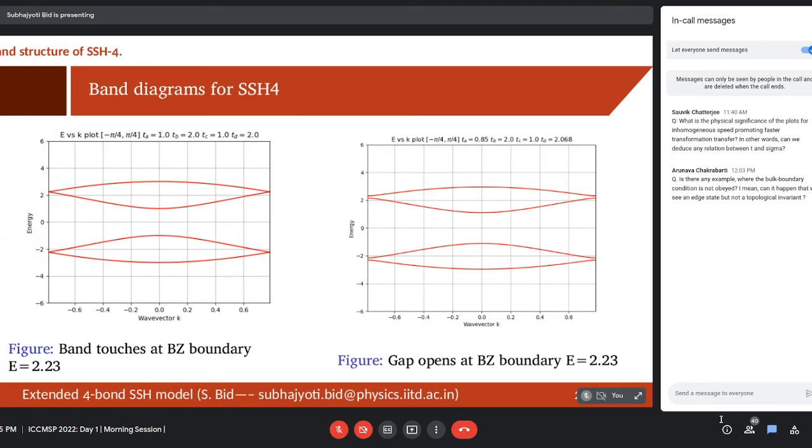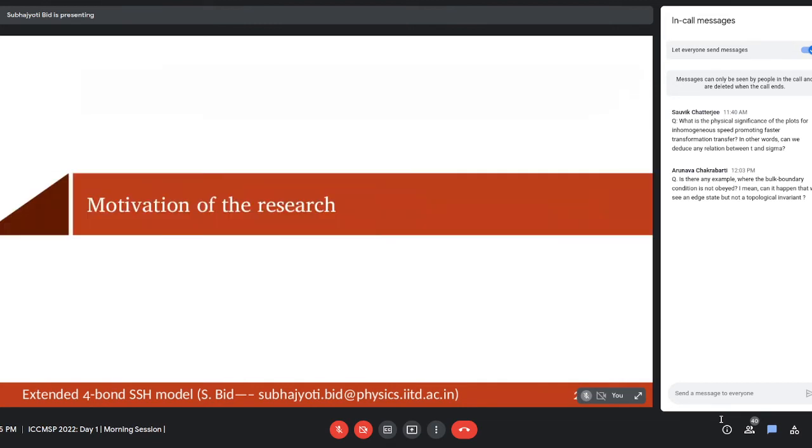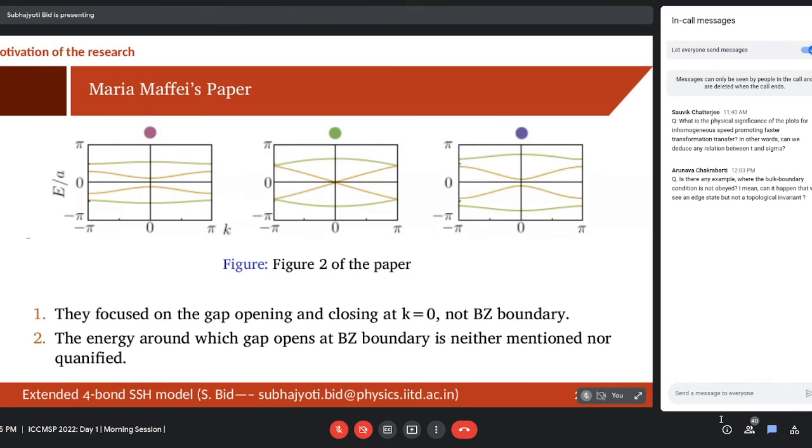In terms of all these four, tA, tB, tC, tD: how does this energy relate to them? This is my question, and this question arose from the motivation of the research. When we were doing this problem, there was a paper by Maria Maffei, and what they did is they analyzed SSH4 completely. This band diagram also looks like my one, and the Hamiltonian was also similar.